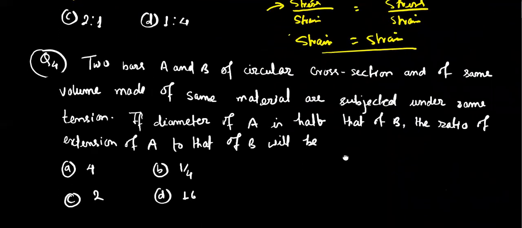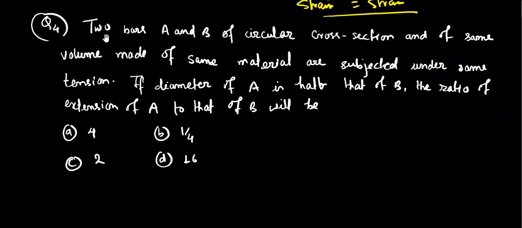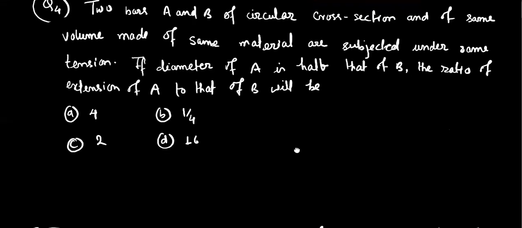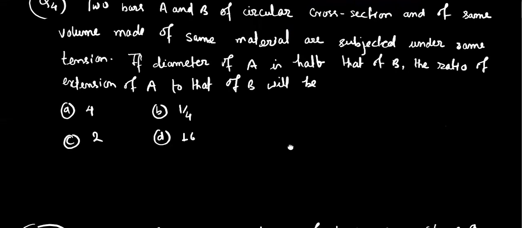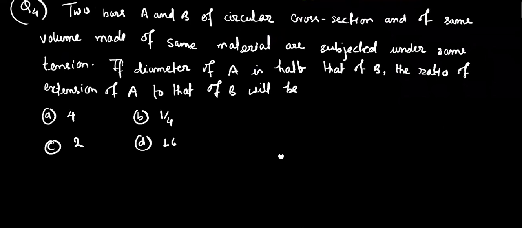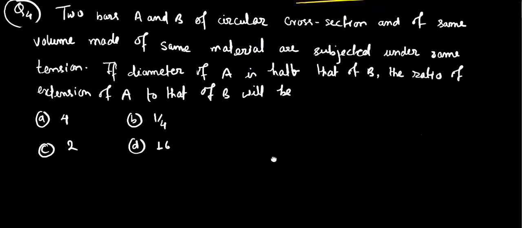Okay, now we are going to discuss question number 4. Two bars A and B of circular cross section and of same volume made of same material are subjected under same tension. If diameter of A is half that of B, the ratio of extension of A to that of B will be. Okay, so let me adjust this because I need some space here.